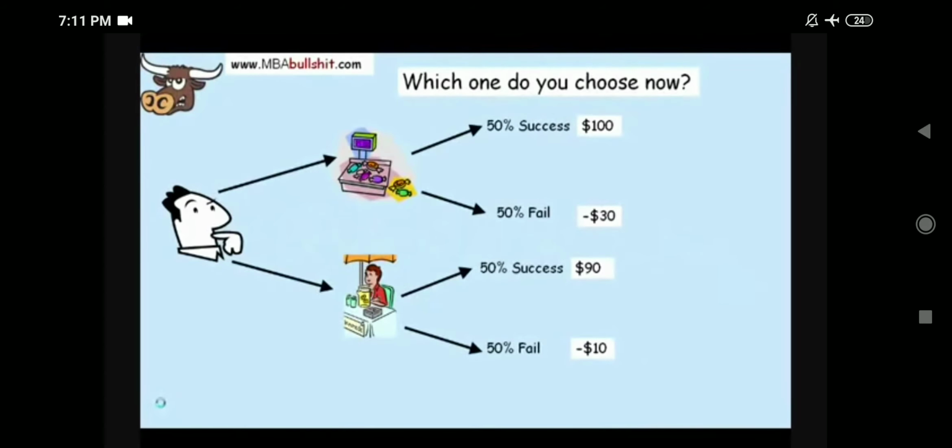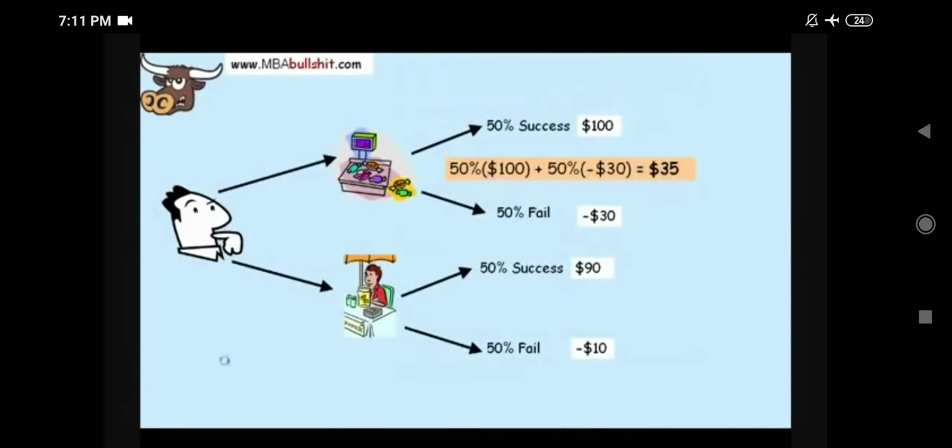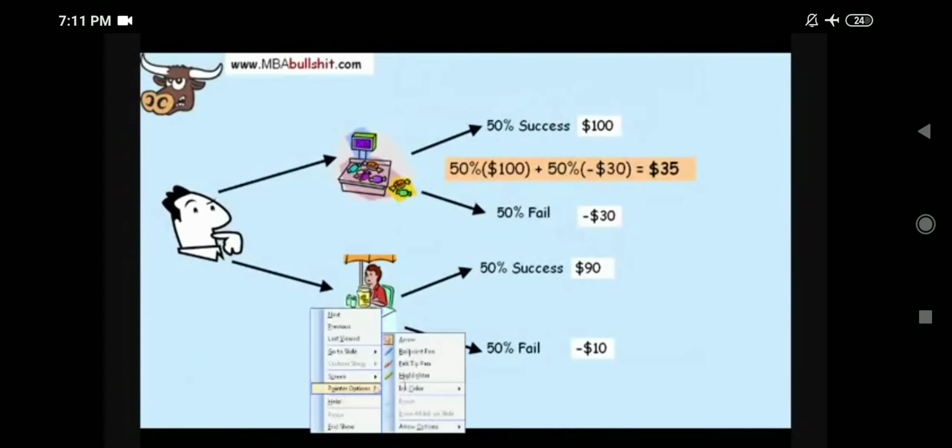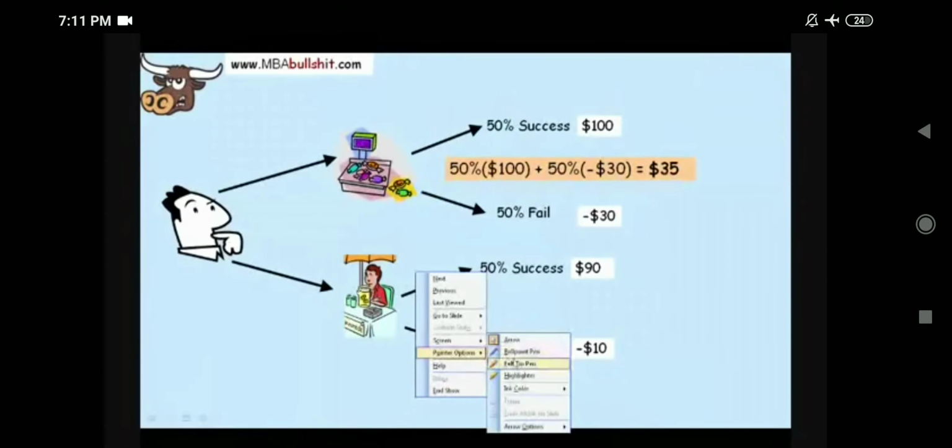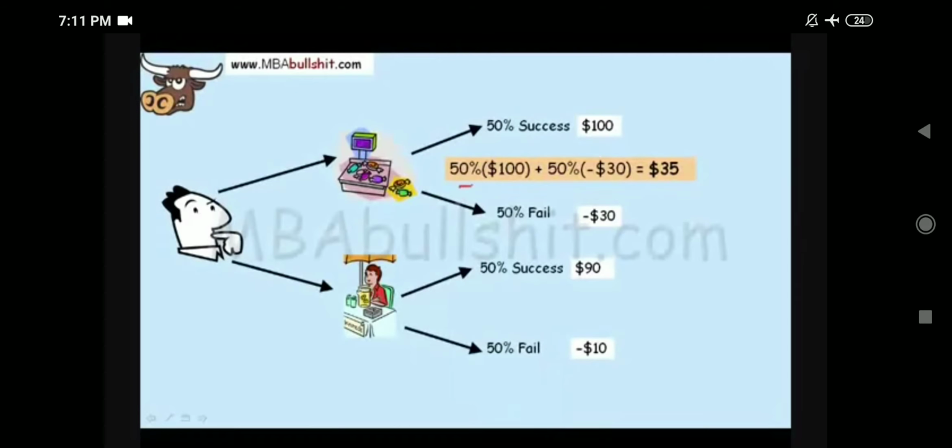You would use a simple formula like this. It would look like this: 50% times $100 plus 50% multiplied by negative 30. And we would get a figure here which we call an expected value. Now I'm going to explain that a little bit more in a while, so just be patient.